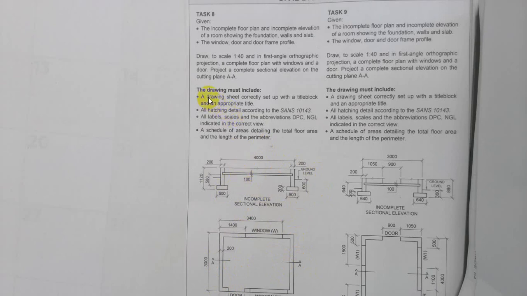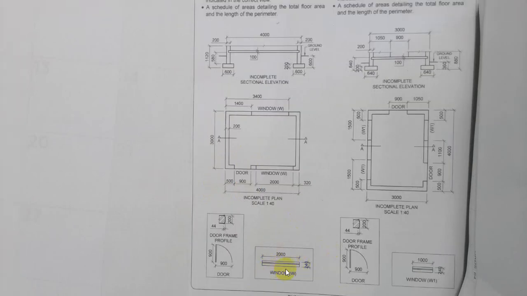Now what you need is your A3 paper with the title block and an appropriate title. You need to hatch according to SANS 10143. You need to put all labels, scales, abbreviations, DPC, your NGL. That must be indicated in the correct view, of course. You need to do some calculations regarding the floor area and the perimeter using this floor plan. So now, the first thing that we need to do is to draw this as it is given to us, then complete whatever is not included on this drawing. We're going to divide each dimension by 40, which is the scale that is given to us, and then we draw this.